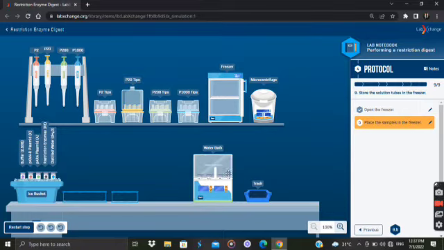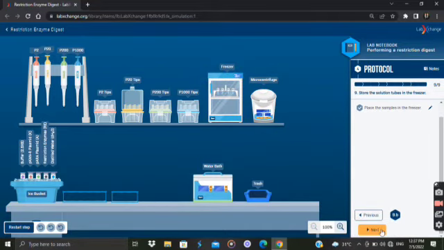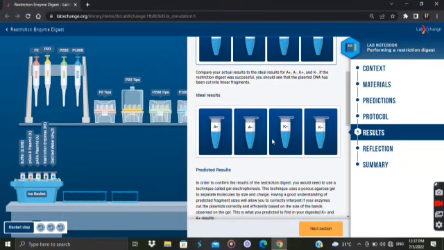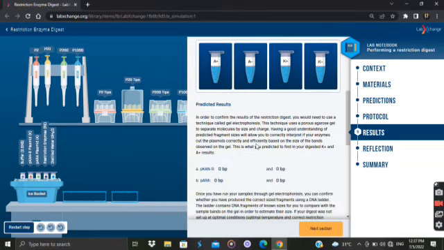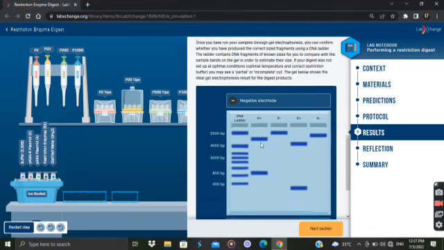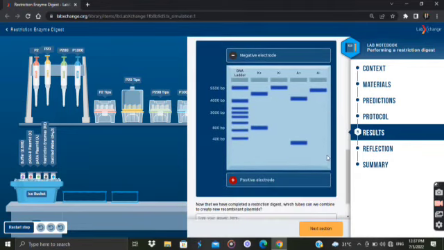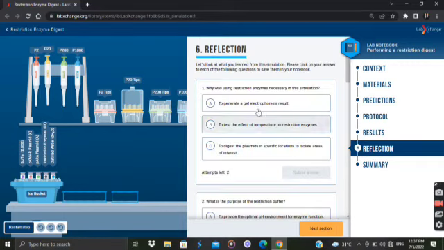So we are going to place the samples from the water bath, right in the floating tube rack, into the freezer and close them both. Next. Okay, so these are the results, actual results and ideal results. And this is the result on the gel electrophoresis. Next section is a reflection, so let's try doing these questions.